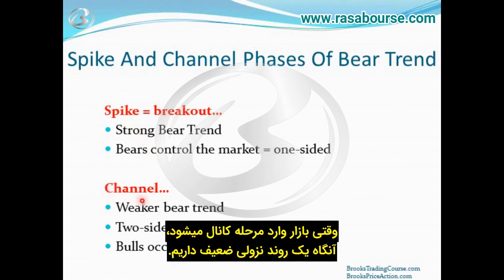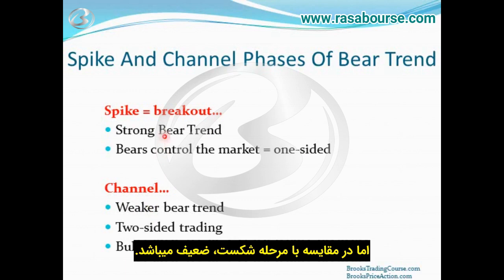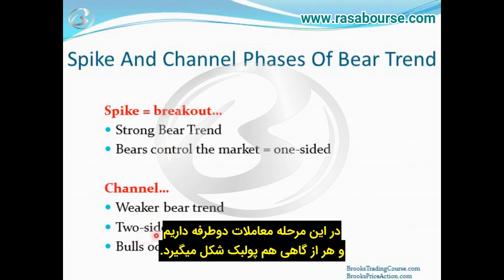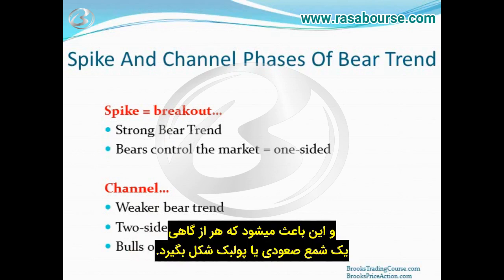When the market transitions into the channel phase, it's a weak bear trend. Sometimes it's still very strong, but it's weak compared to the breakout phase. There's some two-sided trading and occasional pullbacks. The bulls are occasionally in control, and when they are, that creates an occasional bull bar or pullback.